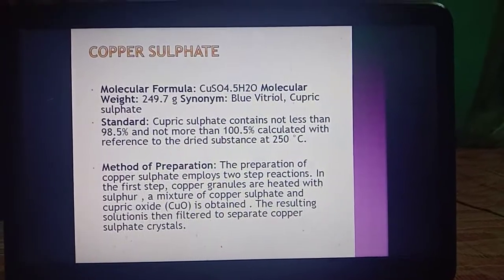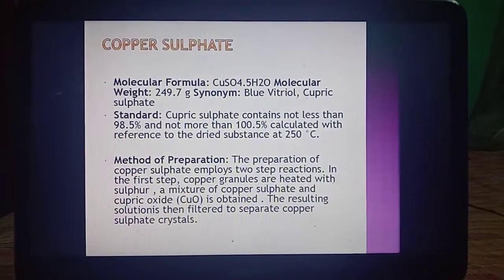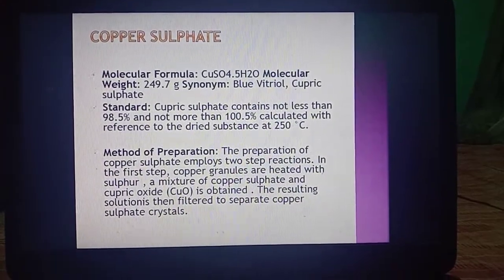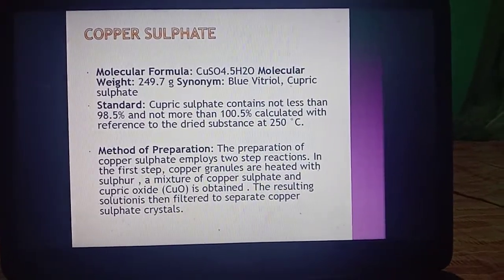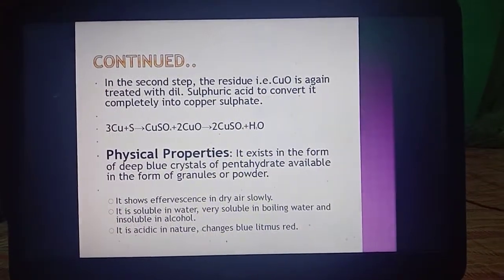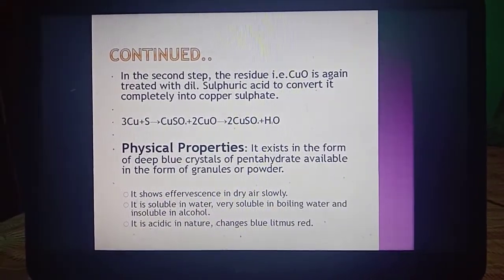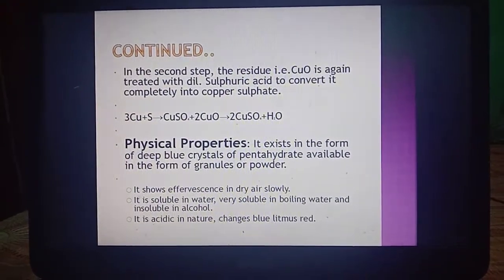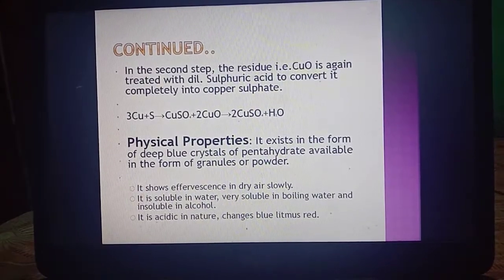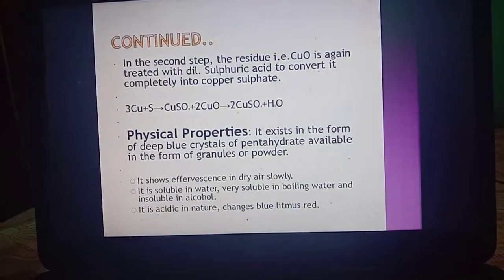Method of preparation. The preparation of copper sulfate employs a two-step reaction. In the first step, copper granules are heated with sulfur. A mixture of copper sulfate and cupric oxide is obtained. The resulting solution is then filtered to separate copper sulfate crystals. In the second step, the residue, that is cupric oxide, is again treated with dilute sulfuric acid to convert it completely into copper sulfate. The reaction is Cu plus S converted to CuSO4, and then plus CuO, it is again treated with H2SO4 to produce CuSO4 and H2O.